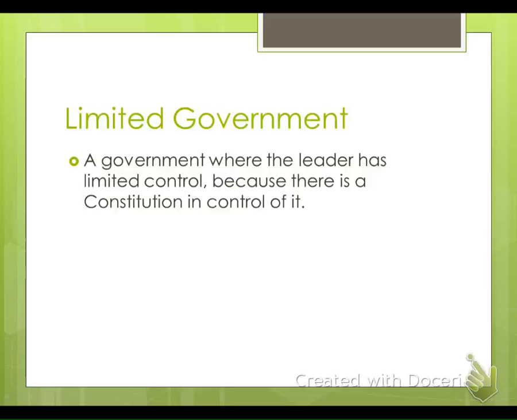Our first word that we have is limited government. Limited government is a government where the leader has limited control because there is a constitution in control of it. A great example of this is the United States of America. Remember, we have a constitution that tells the government what you are and are not allowed to do. Remember, President Obama has to follow it. He can't do anything other than what it says in the Constitution.